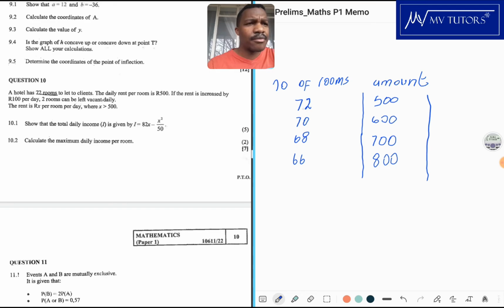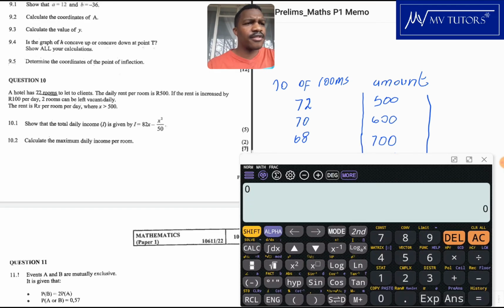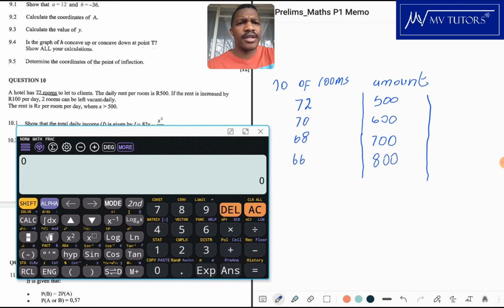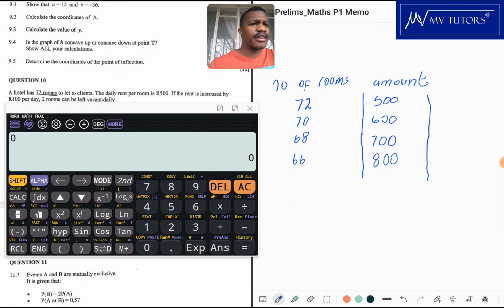So the income here, let's start with the first one. Let me move my calculator this side, and that first one is going to be 72 times 500, and we get 36,000. That's the income when we are given these conditions.